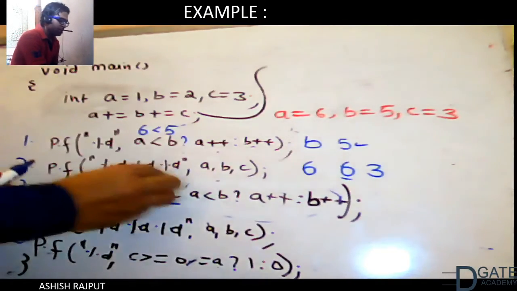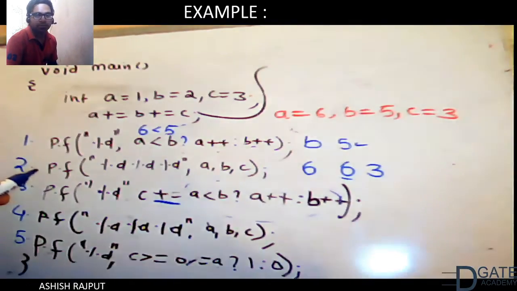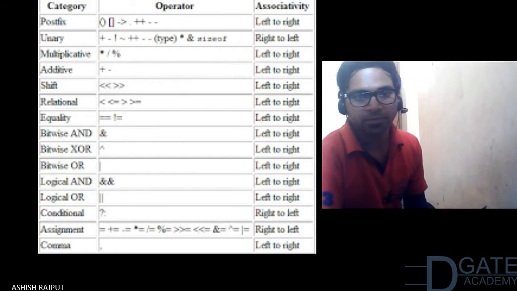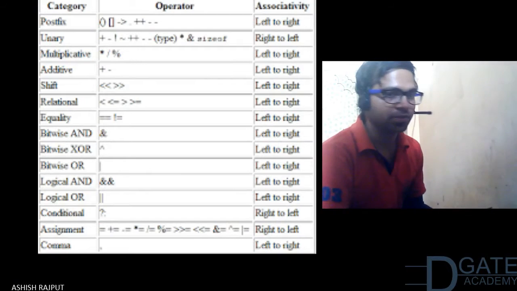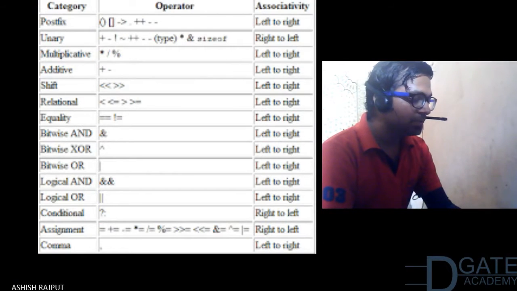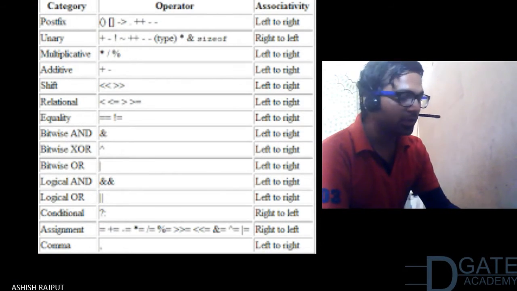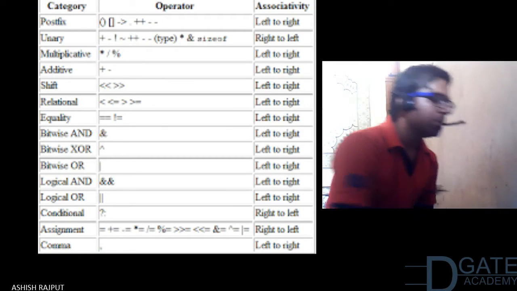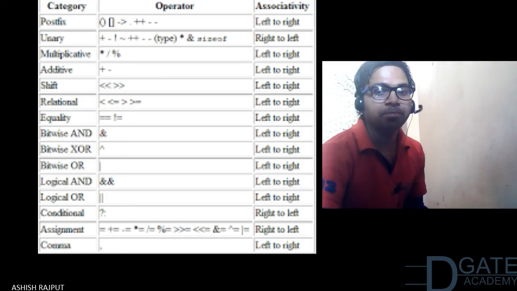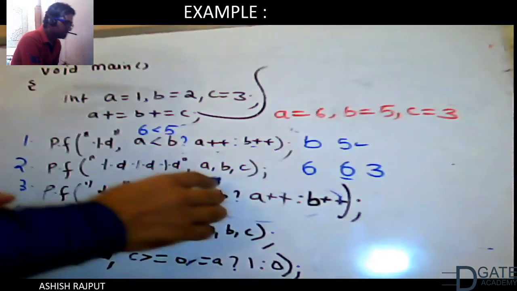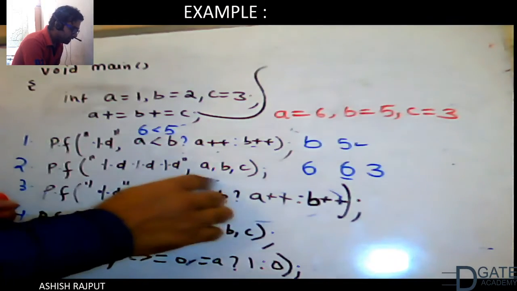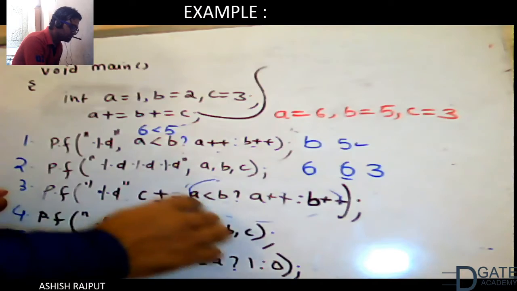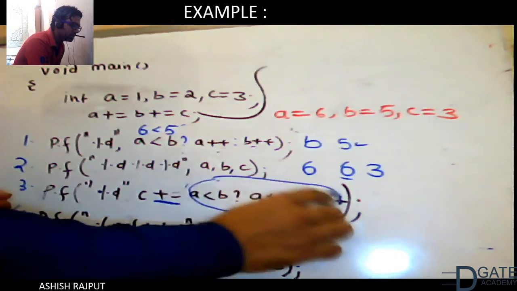So go to the precedence table: assignment operator or ternary operator. We can see that the conditional operator is the higher one. This is the plus equal to assignment operator, and this whole expression will be the ternary operator. So the ternary operator, or conditional operator, has the higher priority.